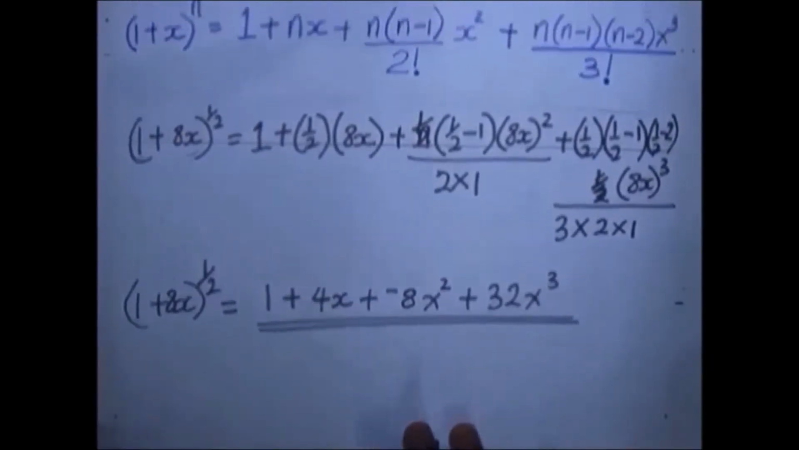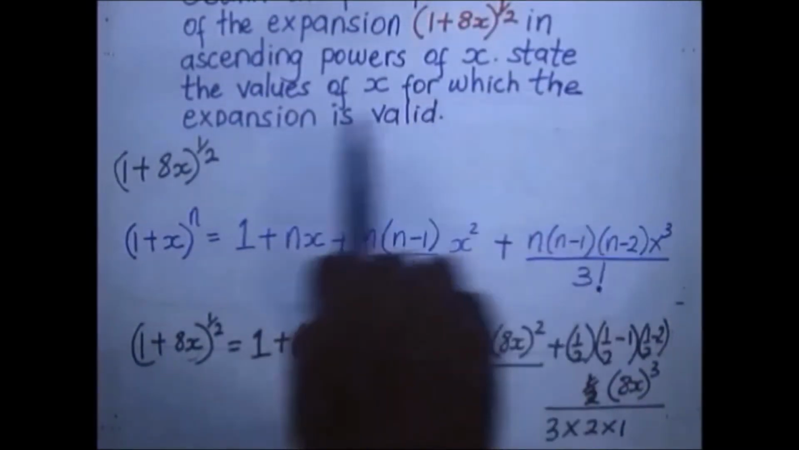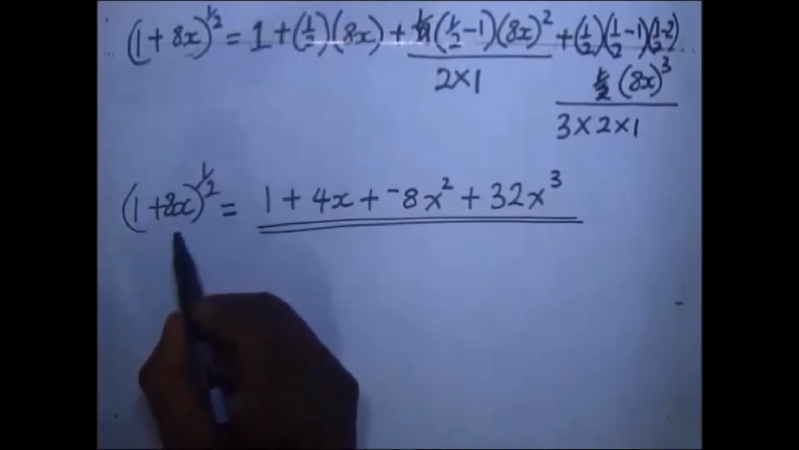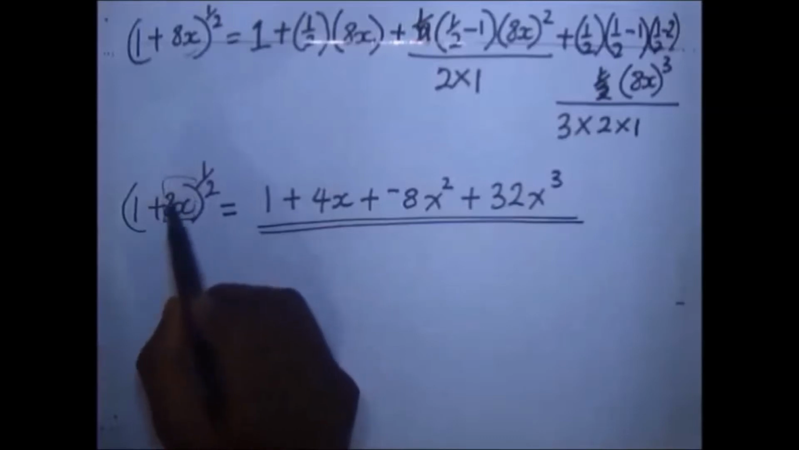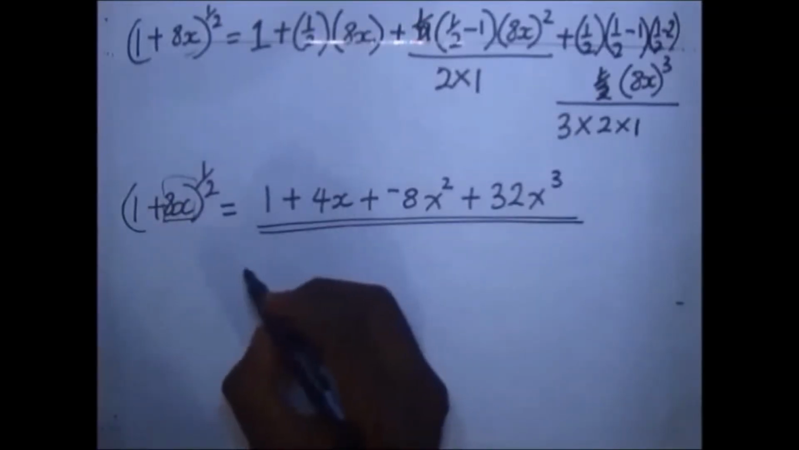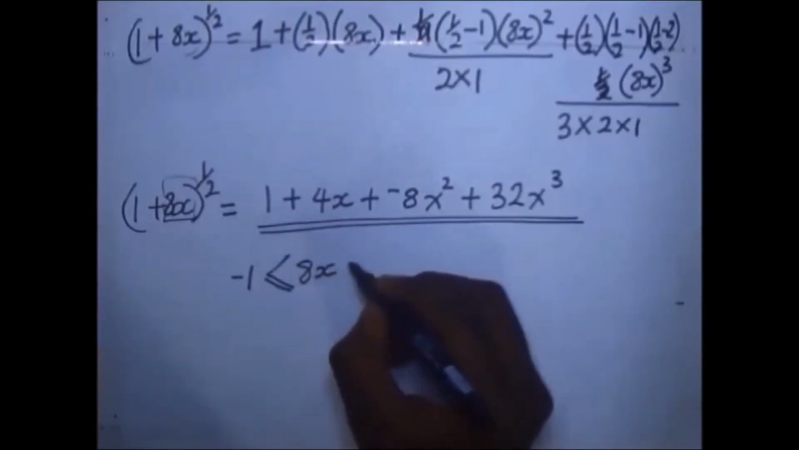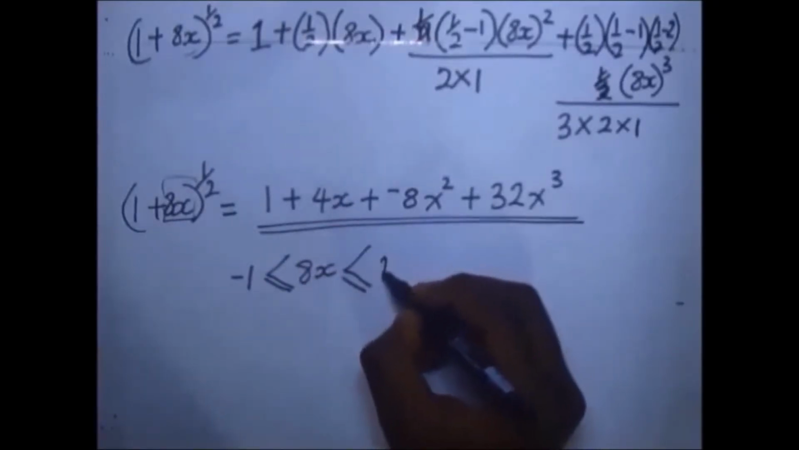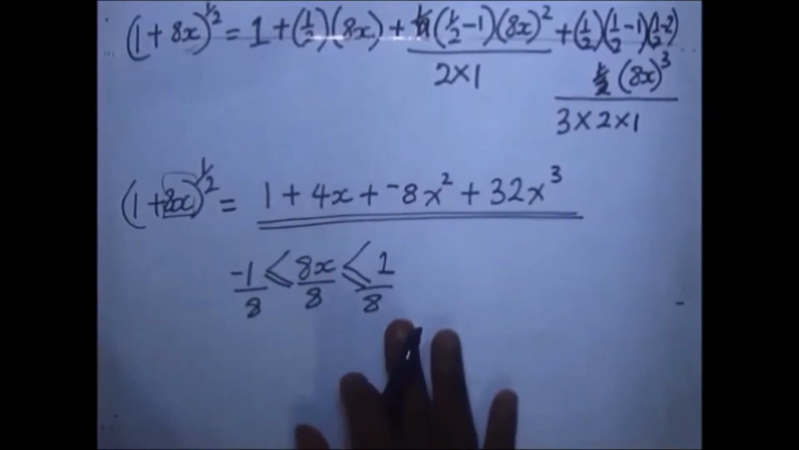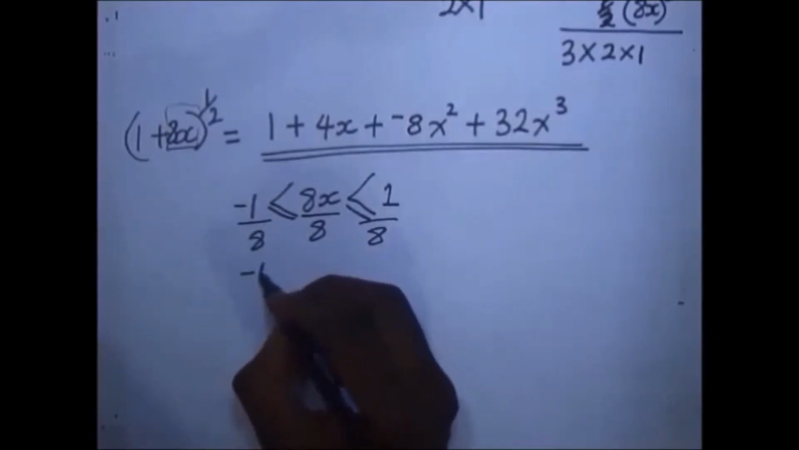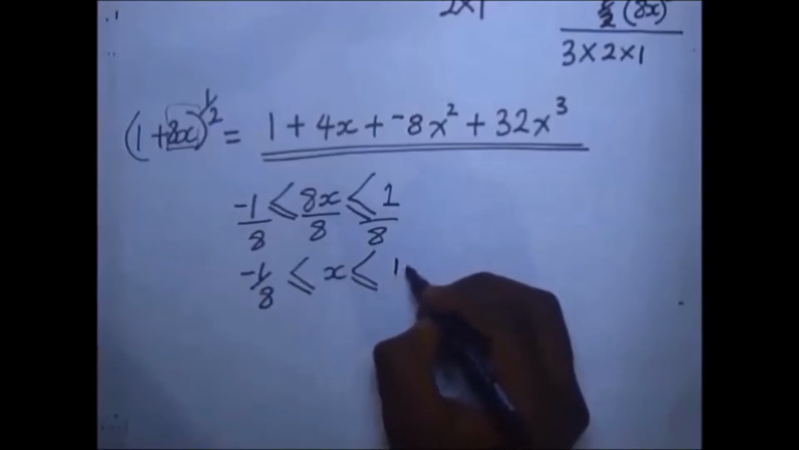So now we answer the other part of the question. They're asking us to state the values of x for which the expansion is valid. So the values should range between negative 1 and 1 for whatever is in part B. So negative 1 is less than or equal to 8x, which is less than or equal to 1. If we divide through by 8, we shall end up with negative 1 over 8 is less than or equal to x is less than or equal to 1 over 8.